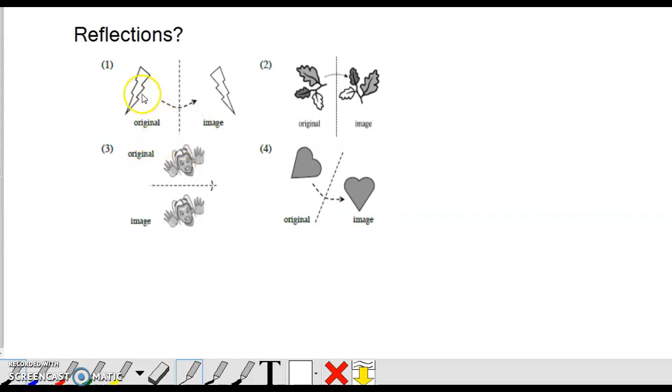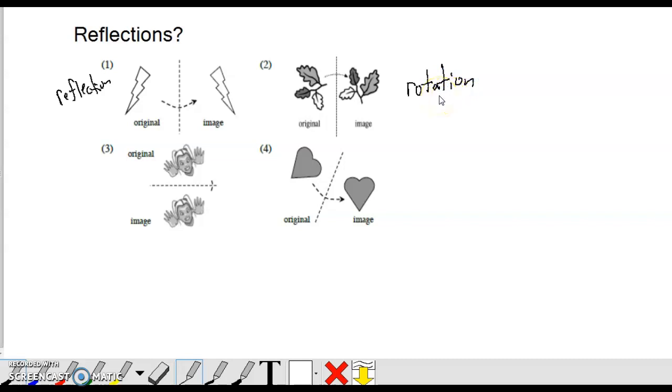All right, so number 1 is going to be a reflection. Notice that this bolt of lightning is facing one way, and this bolt of lightning is facing another way. Number two is not a reflection over this line. This one, we will talk about in another video, is actually a rotation.